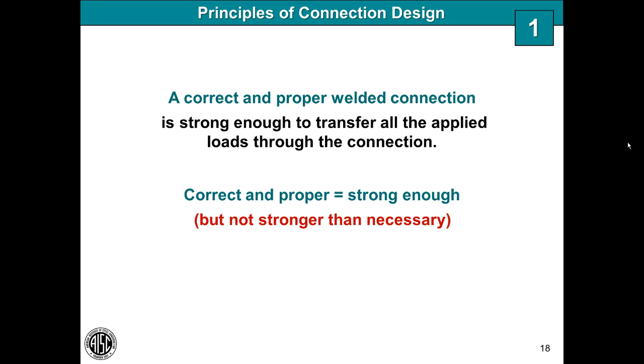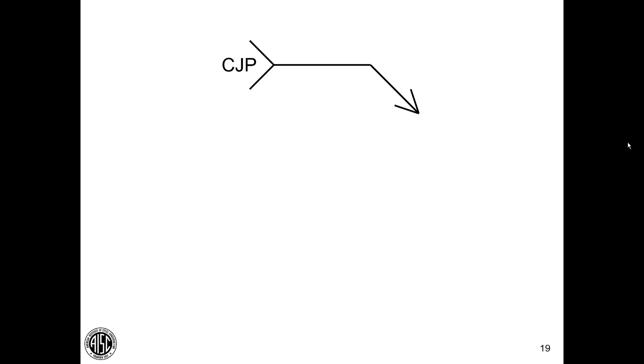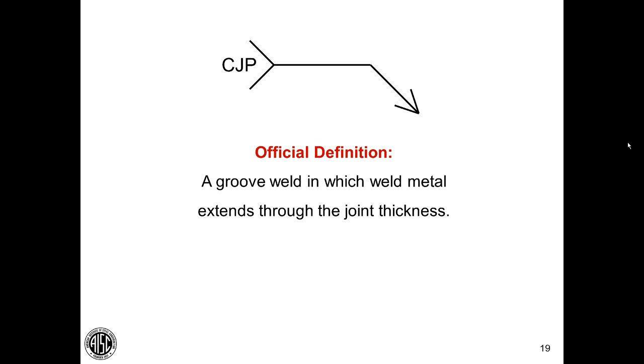And so a good welded connection, of course it has to be strong enough, but it doesn't need to be stronger than necessary. Perhaps there's no greater contributor to overstrength welds than the weld symbol you're looking at on your screens. That weld symbol with CJP in the tail, CJP meaning complete joint penetration. And the official definition for a complete joint penetration groove weld is a groove weld in which weld metal extends through the joint thickness.